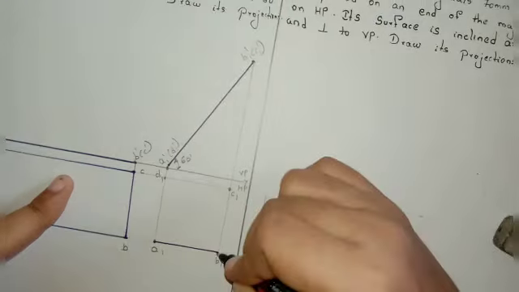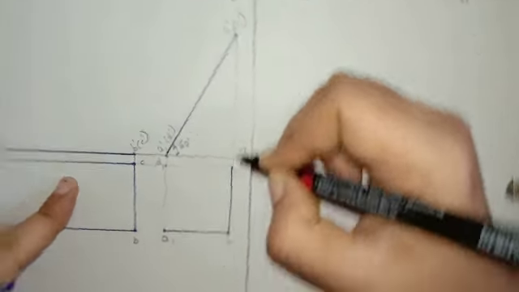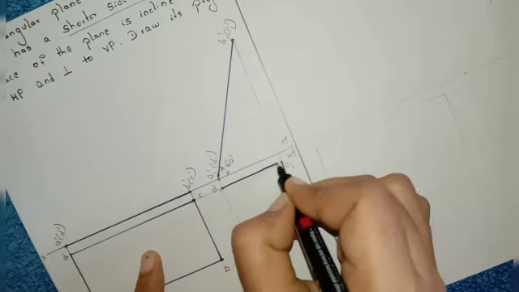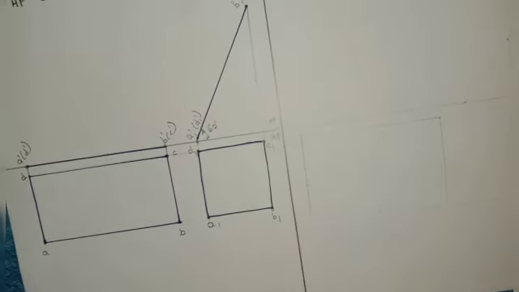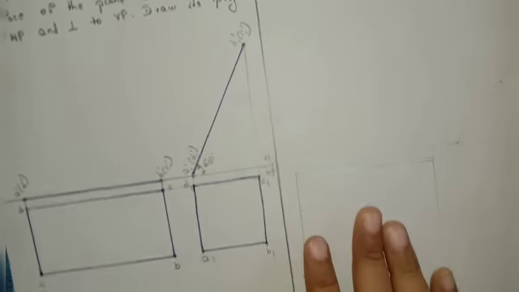Right, if you join this A1, B1, C1, D1, you will get the shape of the square.